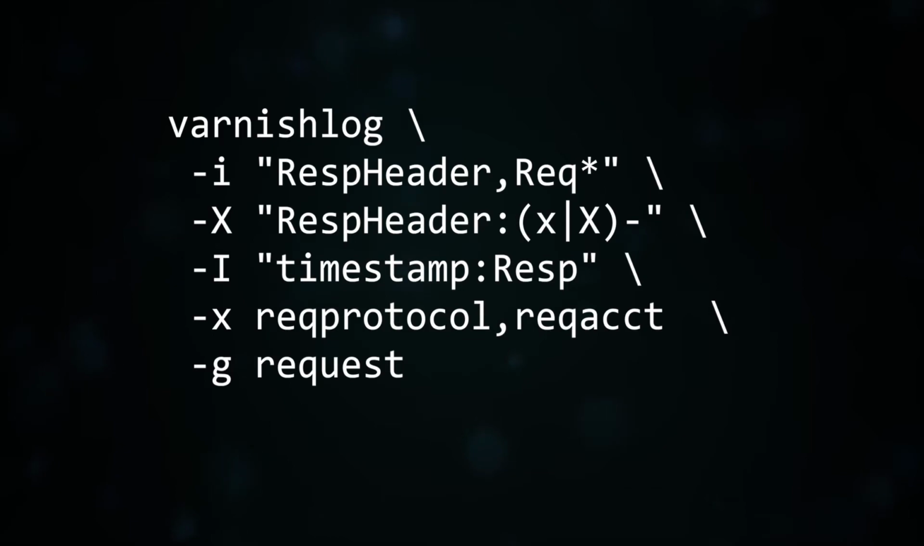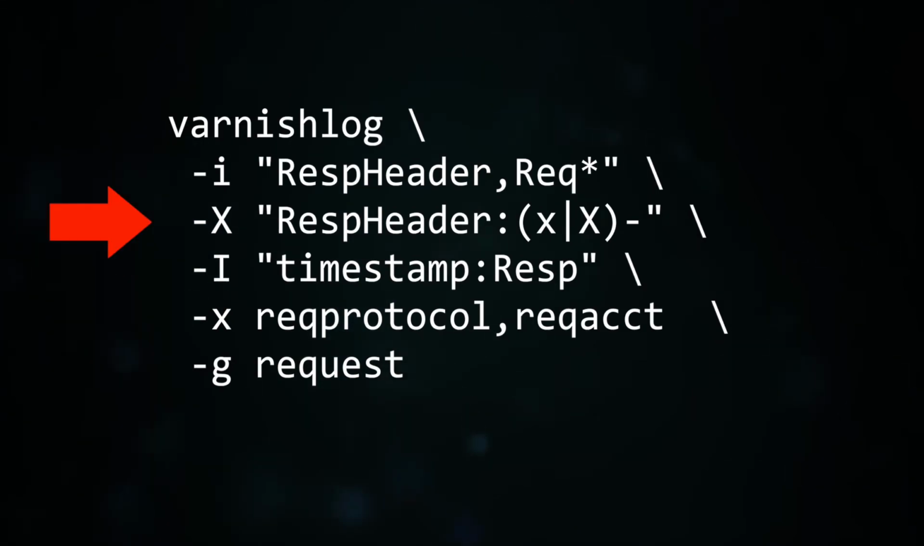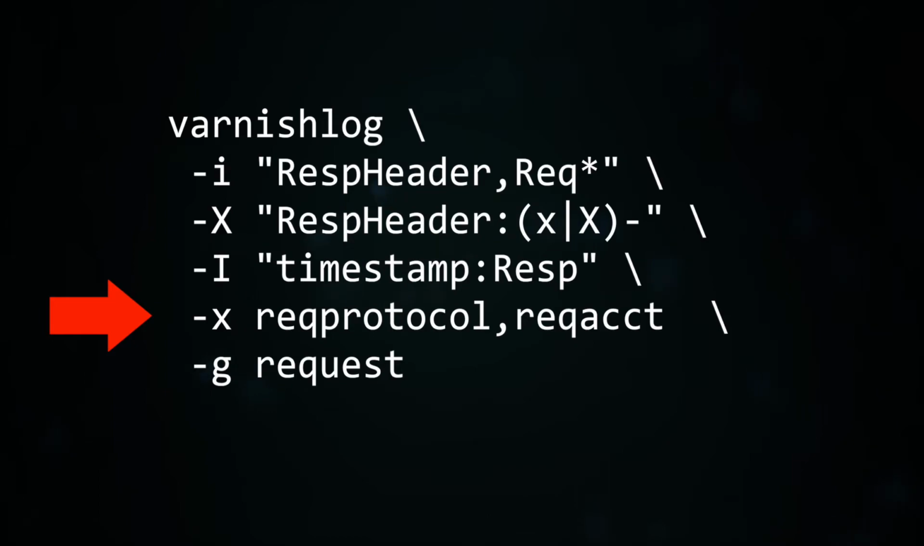Let's end this section with an all-in-one example where we use uppercase -I, lowercase -i, uppercase -X, and lowercase -x. Check out this example. What we're doing here is including the response headers and all the Req tags. Next up, we exclude all the response headers that start with an X followed by a dash. We include the timestamp, but only the response timestamp, so only the final timestamp where we can measure the total time it took to execute. We're going to exclude the request protocol, exclude request acquisition, I guess it's called, and we're going to group by request.